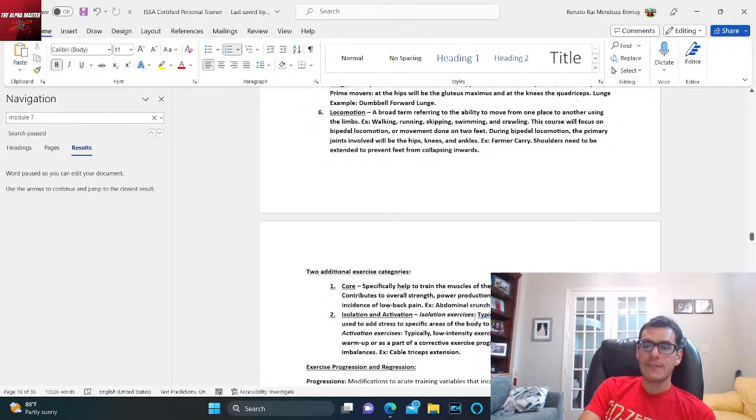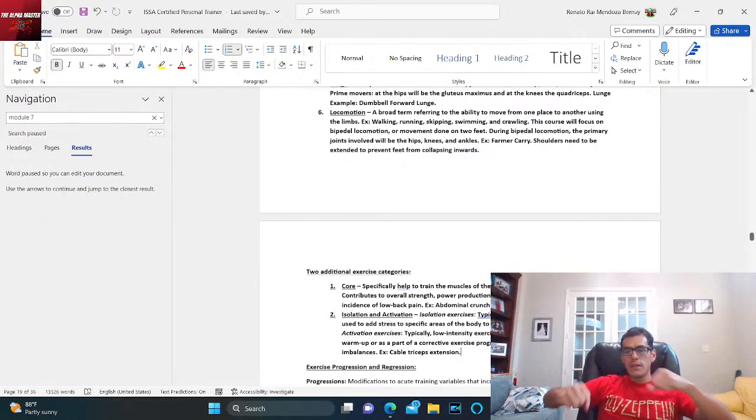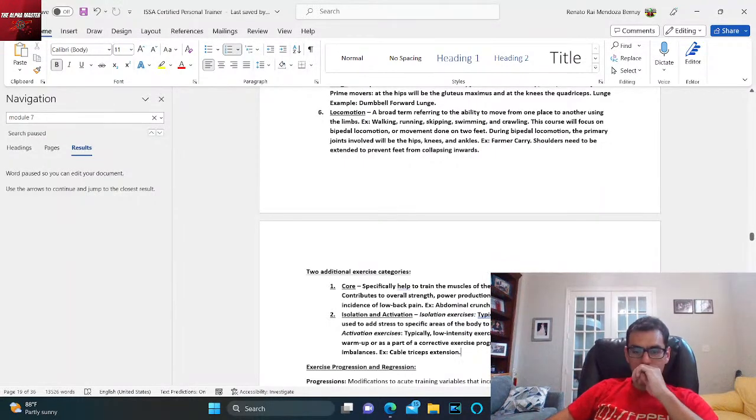And finally, isolation and activation exercises. Isolation exercises are typically single joint movements that can be used to add stress to specific areas of the body to promote hypertrophy, like muscle growth. And activation exercises are typically low intensity exercises, and can be used as part of a specific warm-up or as part of a corrective exercise program used to improve muscular imbalances. An example is going to be the cable triceps extension. So it's going to be isolation and activation exercises.